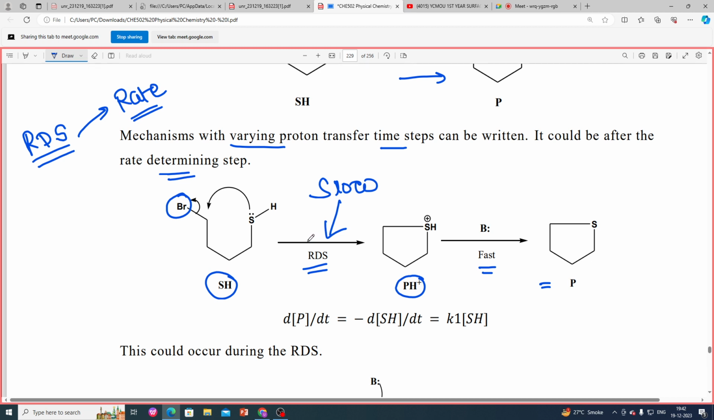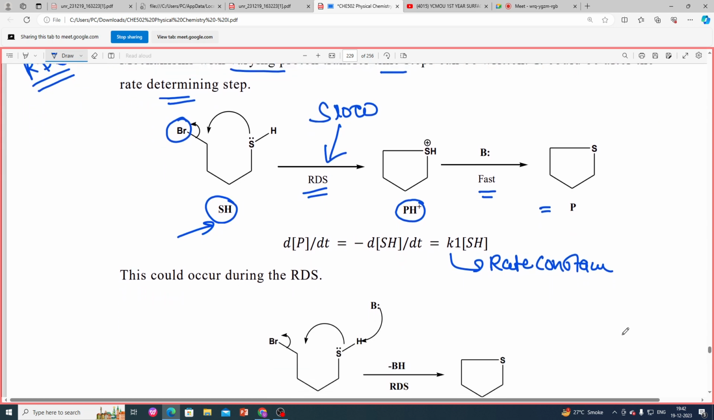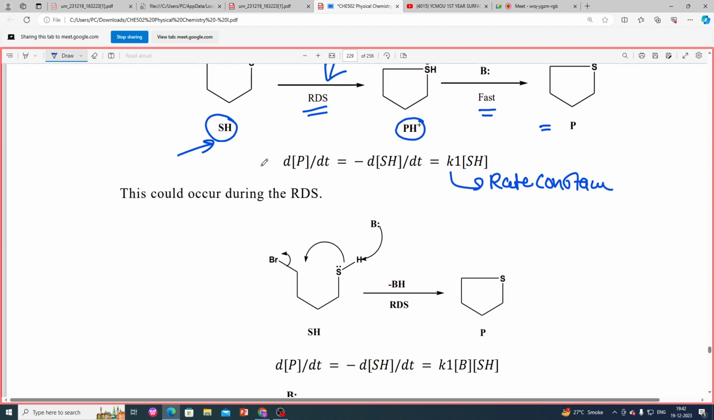okay, yes, this one is a slow step. We can write here dP divided by dt which is equal to minus d concentration of SH, SH कहेंगे, divided by dt which is equal to K1 SH. Okay, K1 is the rate constant, velocity constant भी इसे हम लोग बोल सकते हैं. Okay, K1 is the rate constant or we can say this a velocity constant. Okay, this could occur during the RDS. RDS means rate determining step.